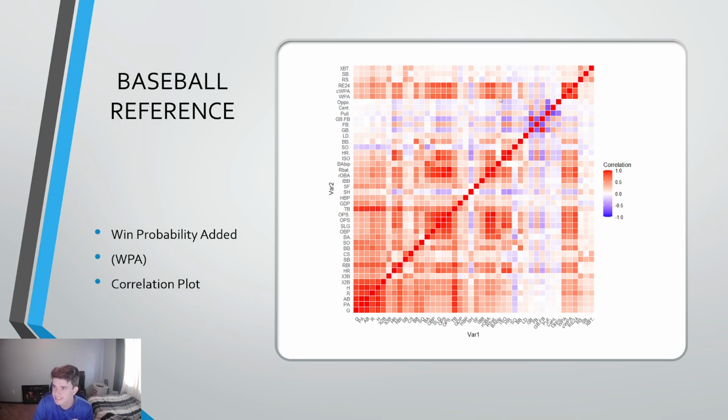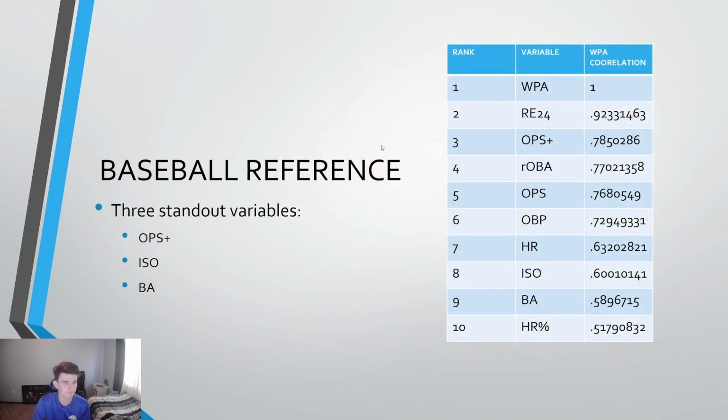It's a little hard to see which variables correlate the most with this, so we're actually going to make a table with all these values. Obviously, WPA is going to correlate perfectly with WPA. We have RE24 here. It shows that it's 92% correlated. So this shows that it is a good production variable to use.